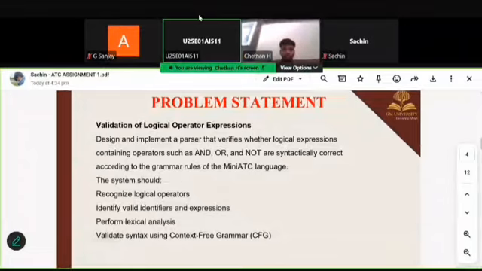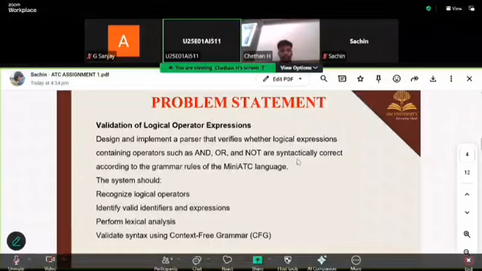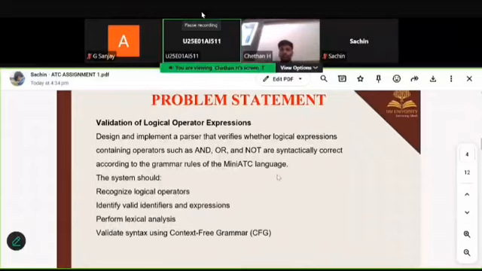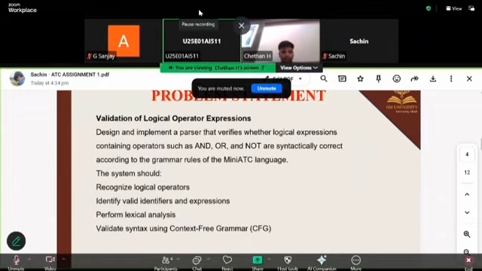Problem statement: validation of logical operator expressions. Design and implement a parser that verifies whether logical expressions containing operators such as and, or, and not are syntactically correct according to the grammar rules of the mini language. The system should recognize logical operators, identify valid identifiers and expressions, and validate program syntax using context-free grammar.